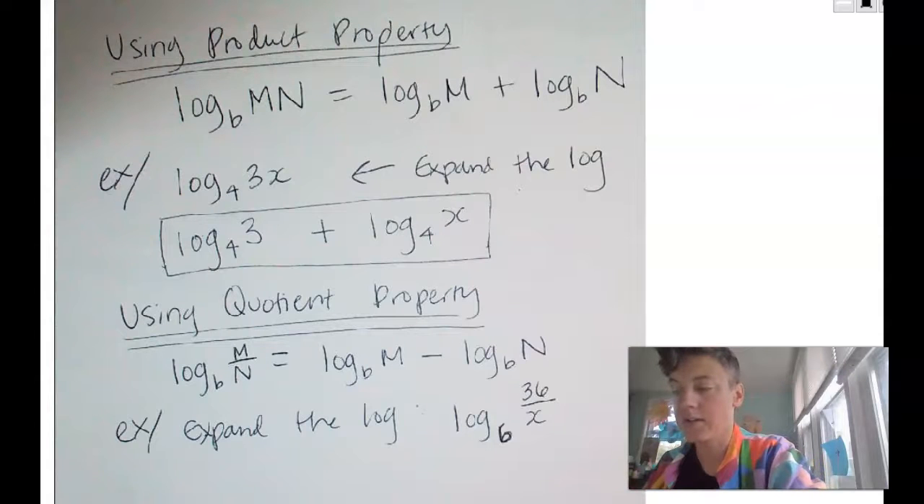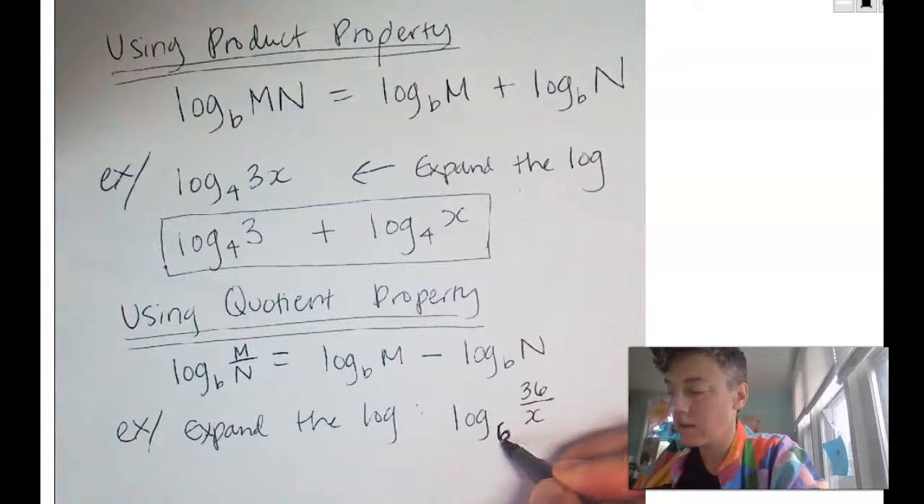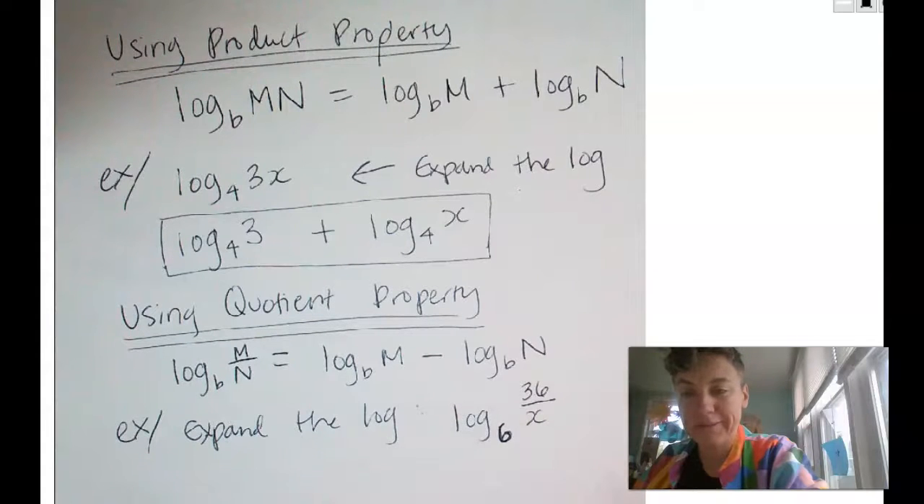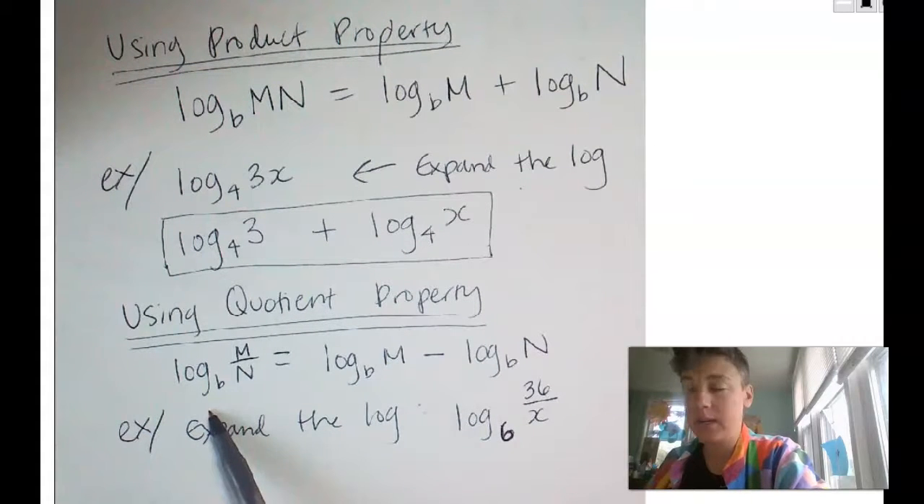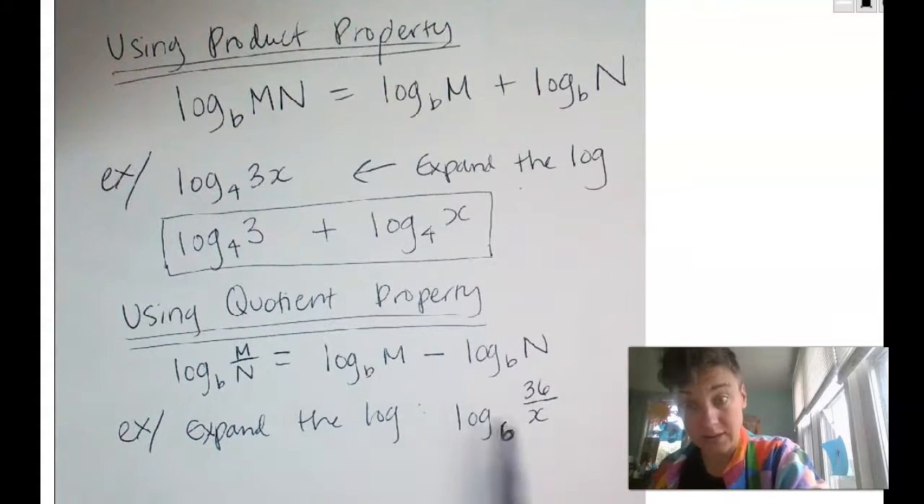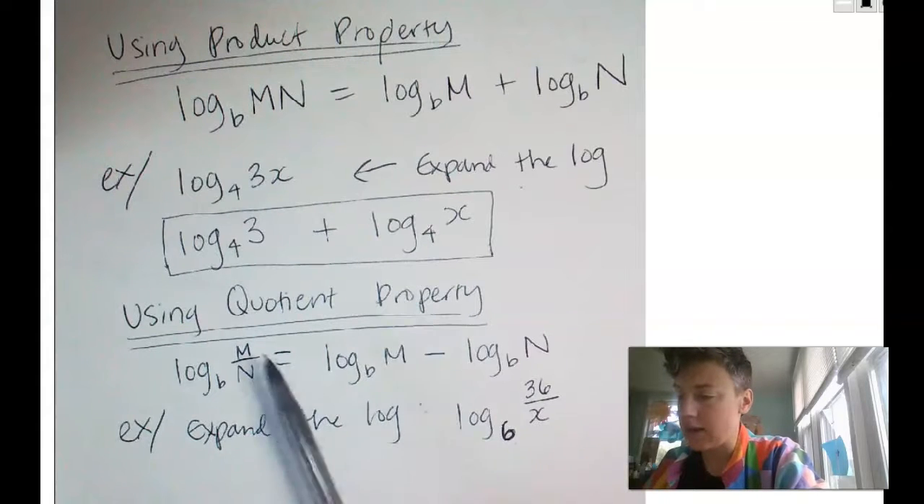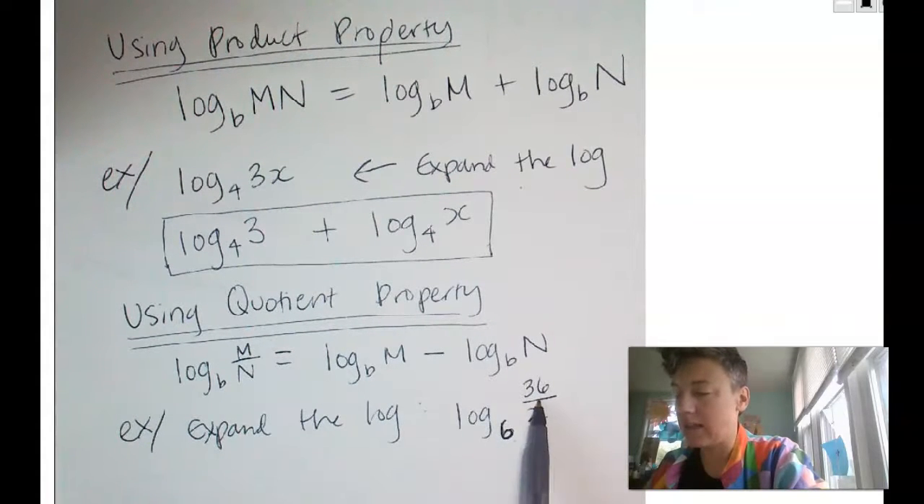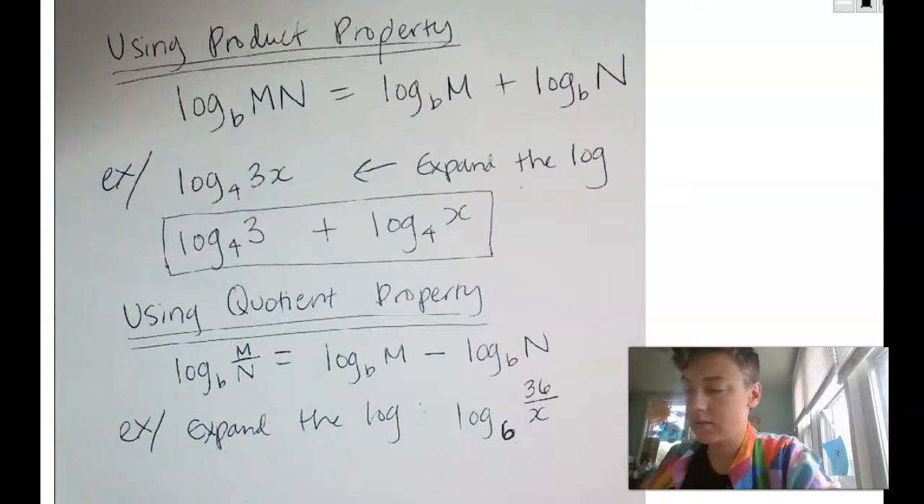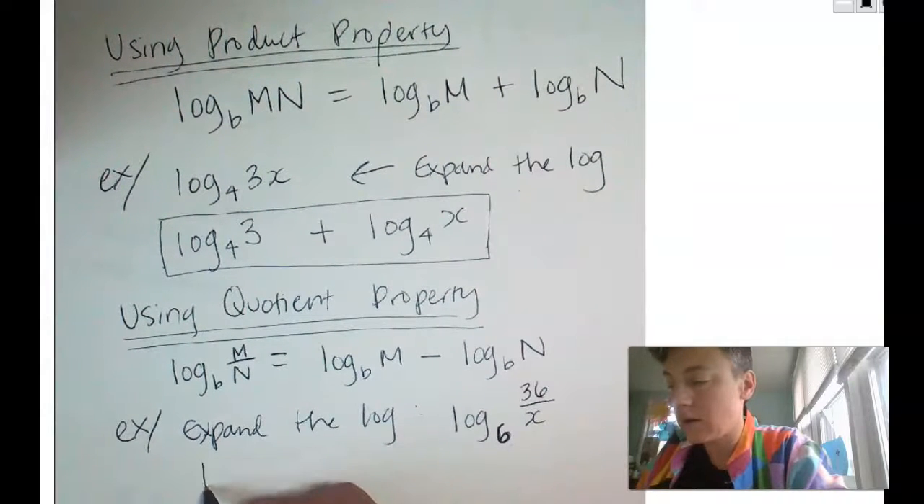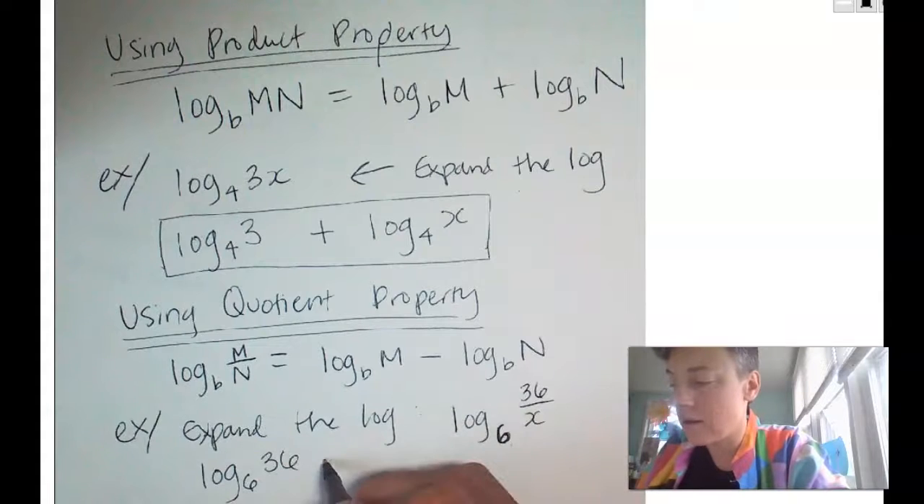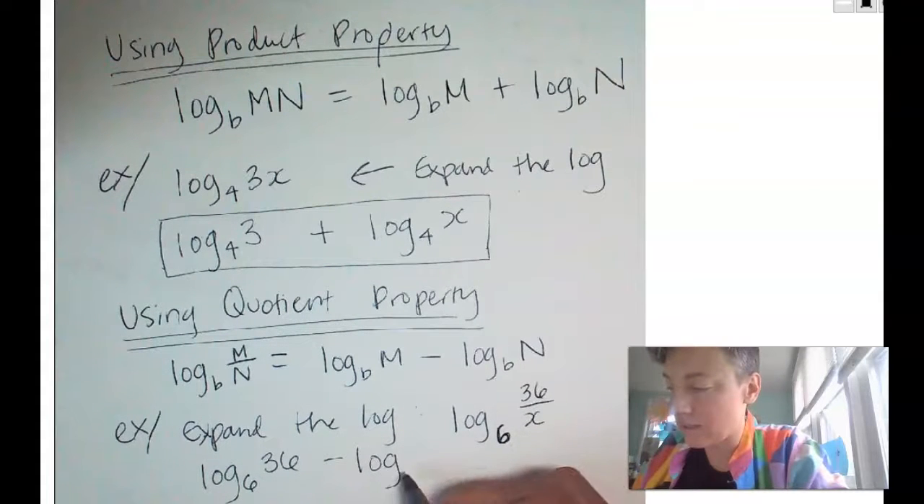Alright, so here's our example. We're going to expand this log base 6. I started writing a b out of habit. It should be 6. Log base 6 of 36 divided by x. How does this relate to the quotient property? Well, our b here is 6. You can see how I got confused. The m here is going to be 36, and the n is going to be x. Great. So if we expand this, this will become log base 6 of 36 minus log base 6 of x.